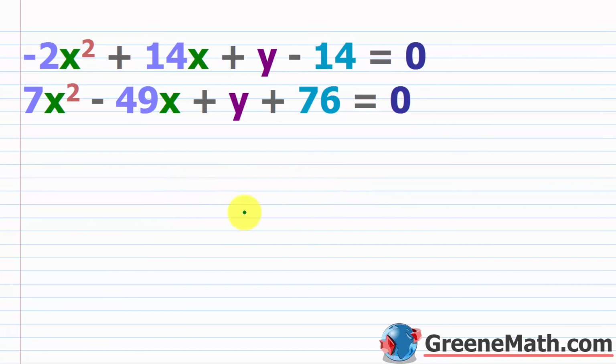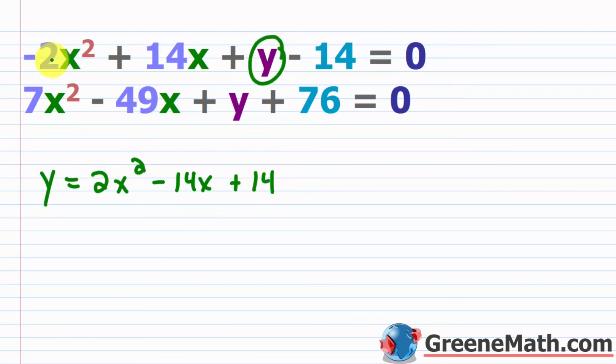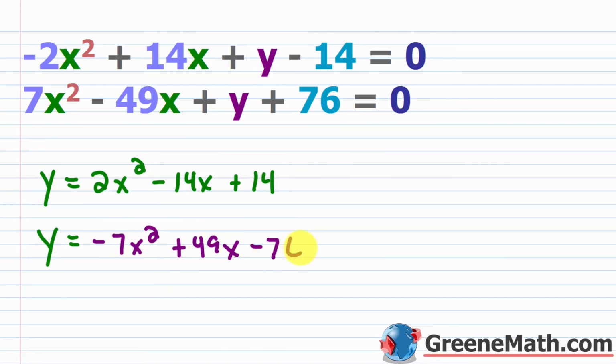So what I'm going to do is just move everything to the other side since y is already over here. So I'll say this is y equals 2x squared minus 14x and then plus 14. So again, kept this on this side, moved everything to the other side. So all I'm doing is just changing the signs. Okay, that's all I did. Then for this one, I'm going to do the same thing. So y is equal to, and then I'm just going to move everything to the other side. So I'll just be changing the signs. So I'll have negative 7x squared plus 49x and then minus 76.